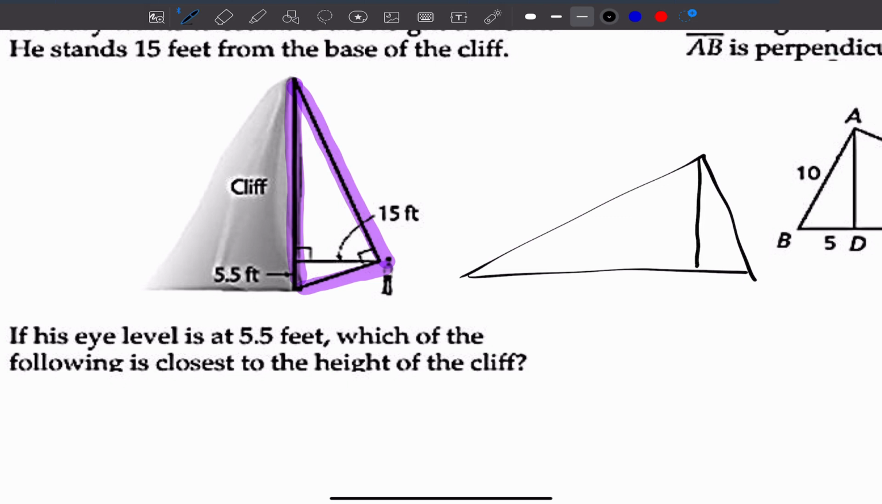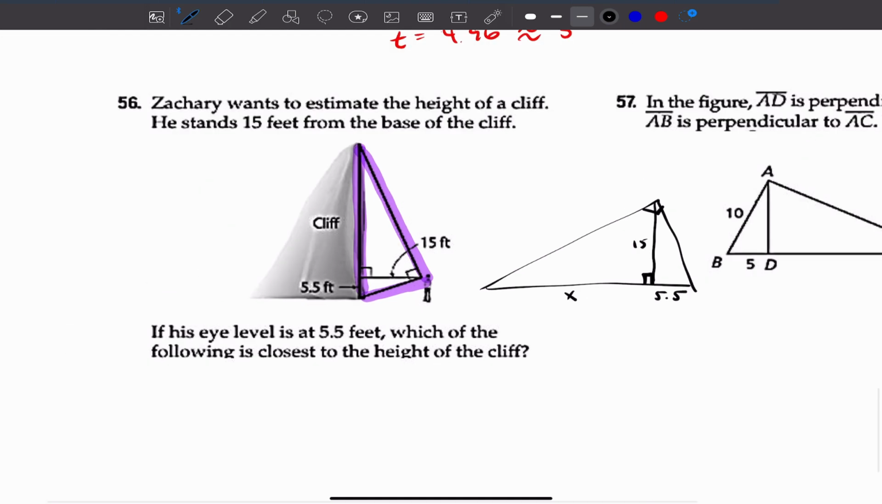Alright, so our altitude here is 15, so I'm gonna put 15 there. And this segment here is 5.5 feet. And I need to know how long the cliff is, so we're gonna call that X. And then this is the right angle, and this is the little right angle that I'm supposed to draw there as well. So this is basically a right triangle proportion.